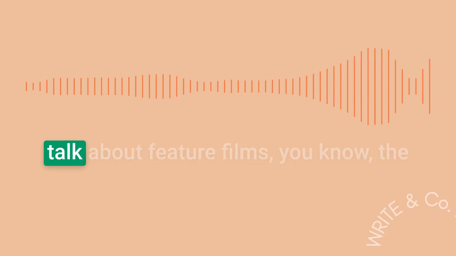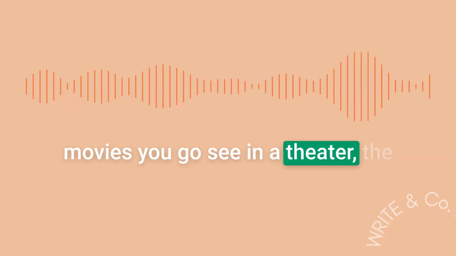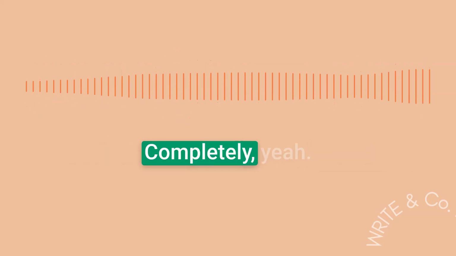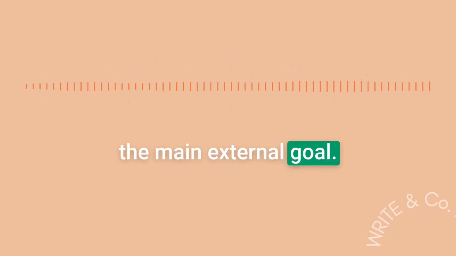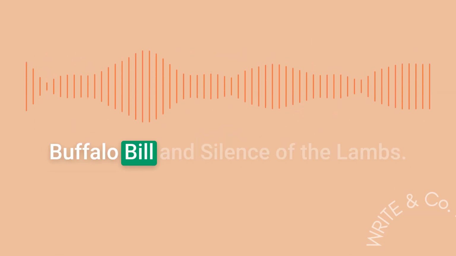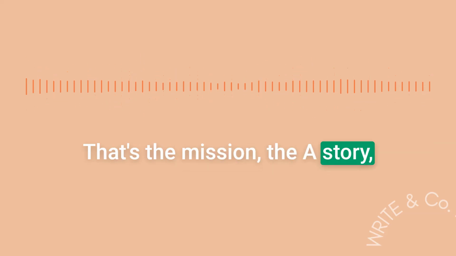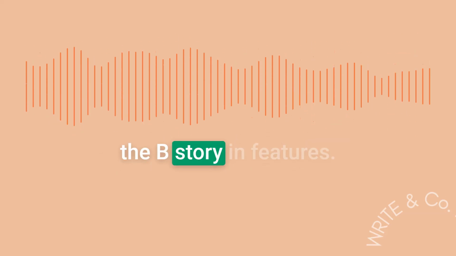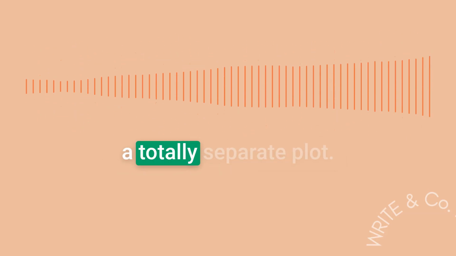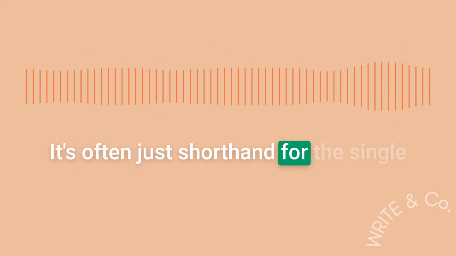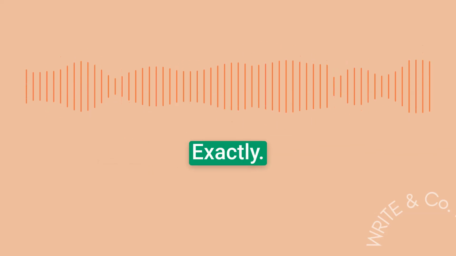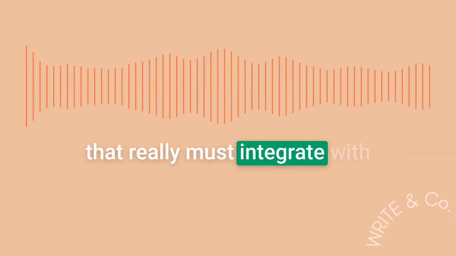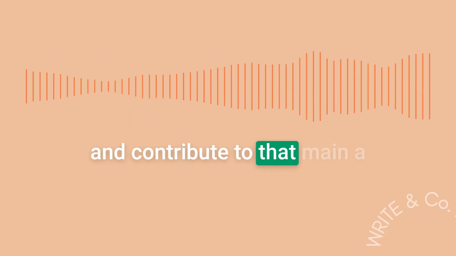But when we switch gears and talk about feature films, the movies you go see in a theater, the definition really tightens up, doesn't it? Completely. The A story is still that central primary plot line. It's the pursuit of the main external goal. You mentioned Clarice Starling hunting Buffalo Bill in Silence of the Lambs. That's the mission, the A story. Definitely. And what we tend to call the B story in features isn't necessarily a totally separate plot. It's often just shorthand for the single most significant supporting storyline. So it's less a separate track, more supporting structure. Exactly. It's an additional narrative element that must integrate with and contribute to that main A story in some meaningful way.